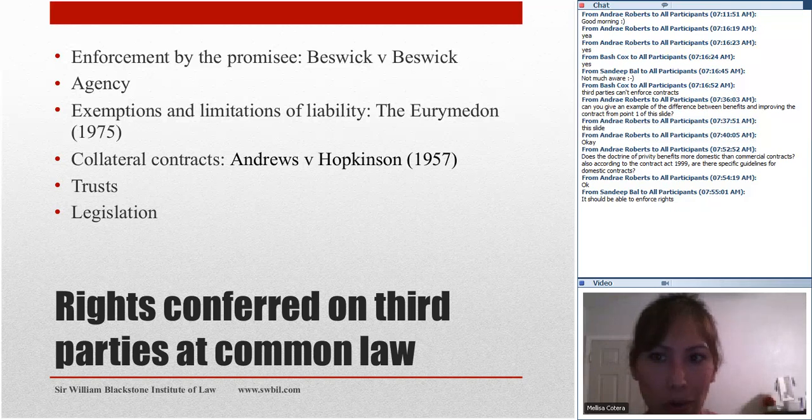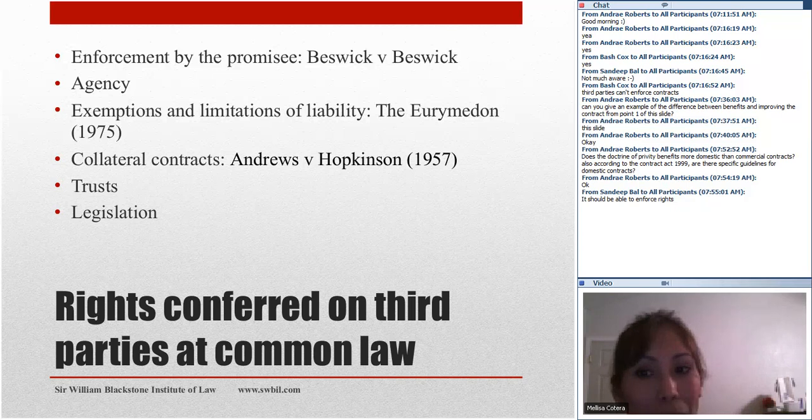Now we are going to talk about exceptions and limitations of liability. And there is a case here called the Eurymedon of 1975. Here in exceptions and limitations of liability, we need to think that there are two contracts, okay? The first contract is A's contract with B to carry A's goods, and a clause is included which limits or exempts the liability of B and C. Contract two is B's contract with C to unload A's goods.